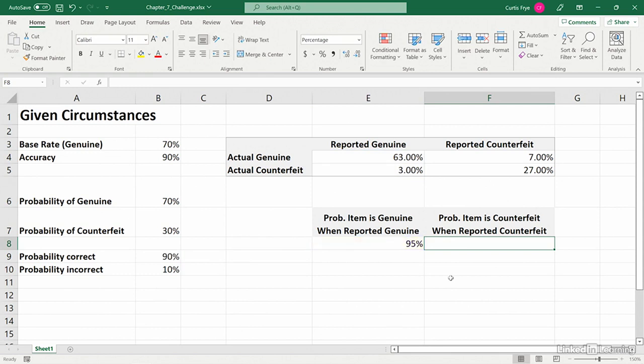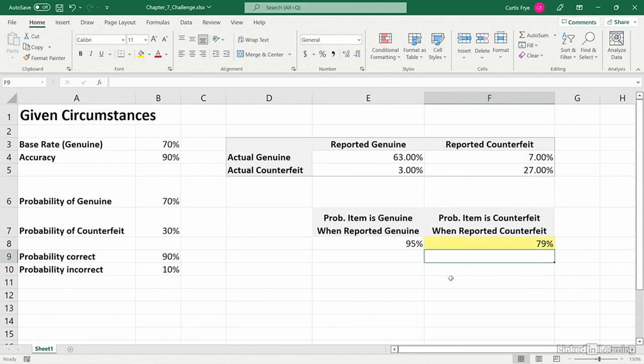And now we can calculate the probability an item is actually counterfeit when it's reported counterfeit. So in F8, I'll type equal, and we need to divide the correct guesses by total guesses. For this column, the correct guesses are in F5. Then I'll type a / for division, left parenthesis, and we need to add the total number of times that an item is reported as counterfeit, both right and wrong. So that's F4 plus F5, right parenthesis, and enter.